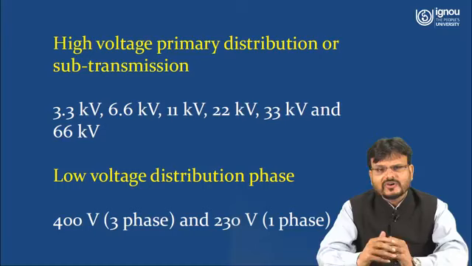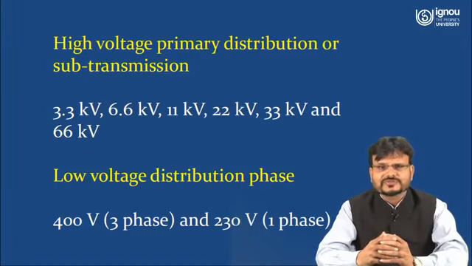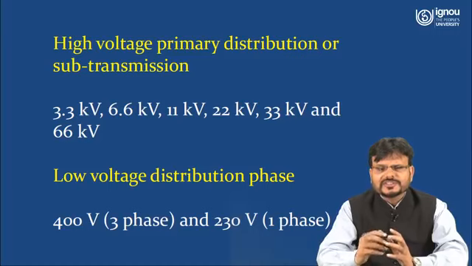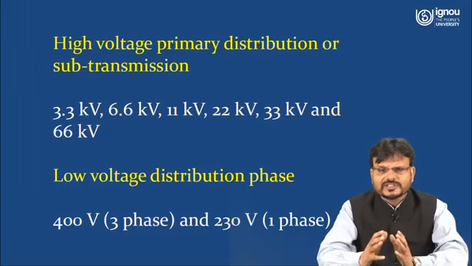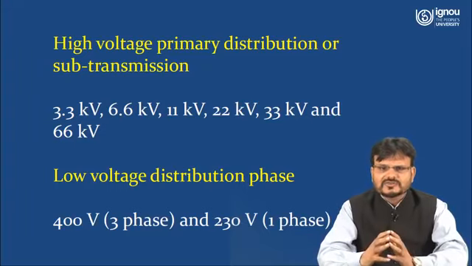Now we come to the low voltage distribution phase. Low voltage distribution means whatever voltage you are getting at your home. Suppose you are getting 400 volt, and this is 3-phase power. This type of voltage, 400 volt, is generally used for commercial purposes, that means for industries, small industries. The voltage that you are receiving at your home is 230 volt, and this distribution voltage is basically single phase. That means this 230 volt is the voltage between live wire and neutral. This live wire is also called phase.